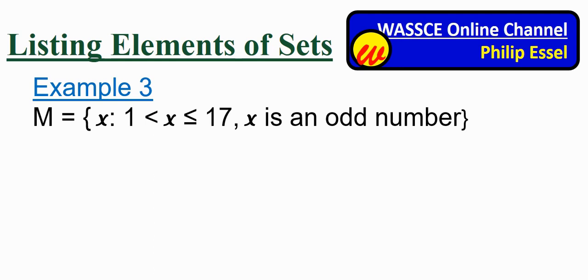First, from the set M, we are told that the members of the set M are odd numbers. We also need to note that x is greater than 1. It's also less than or equal to 17. So what this means is that we would list all odd numbers that fall within this range. So let's look at our solution.